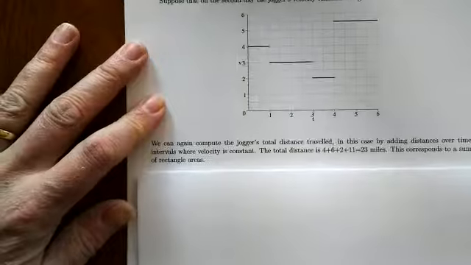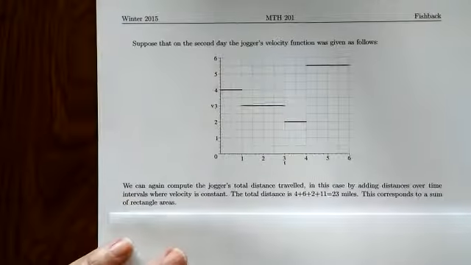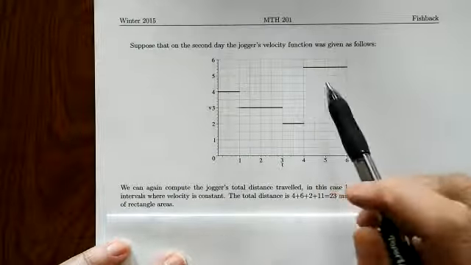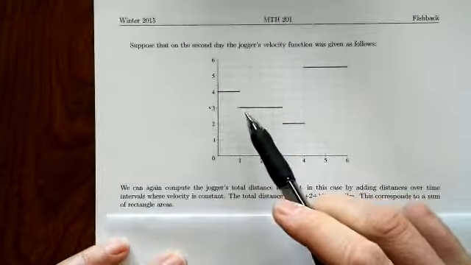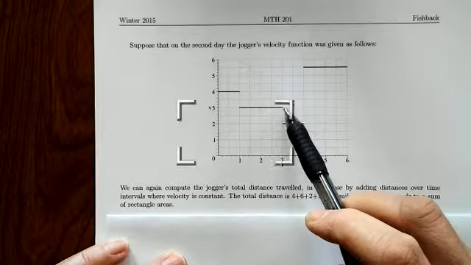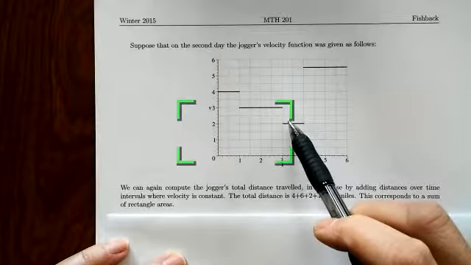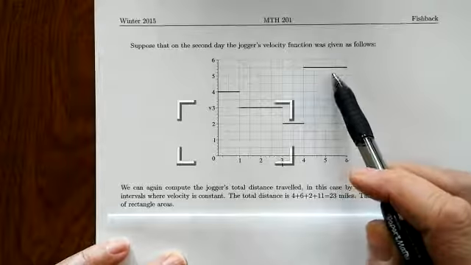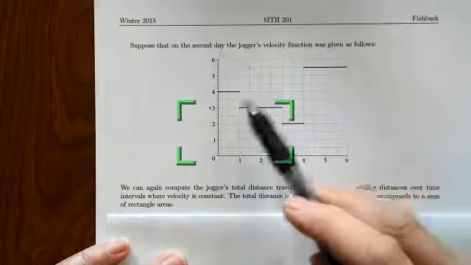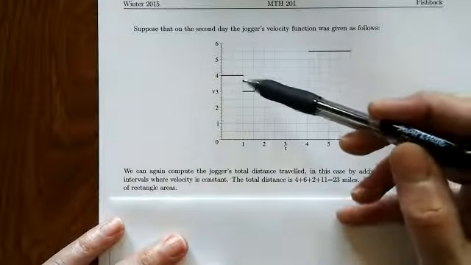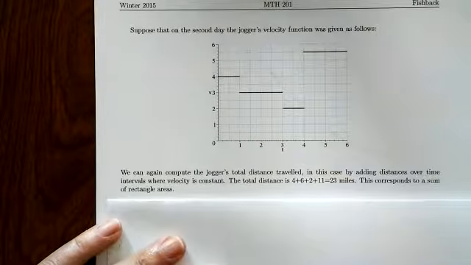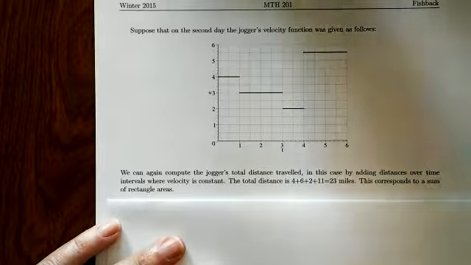Another example. Let's suppose instead of a constant velocity, the jogger moves in such a way that her velocity function is given by this. Her velocity is 4 miles per hour, and then somehow miraculously it goes down to 3 miles per hour, and then goes down to 2 miles per hour, and then miraculously up to 5.5. Of course, no one would actually jog in a way that their velocity graph looked like this, but we can use the reasoning we used a few moments ago to actually compute the distance traveled.